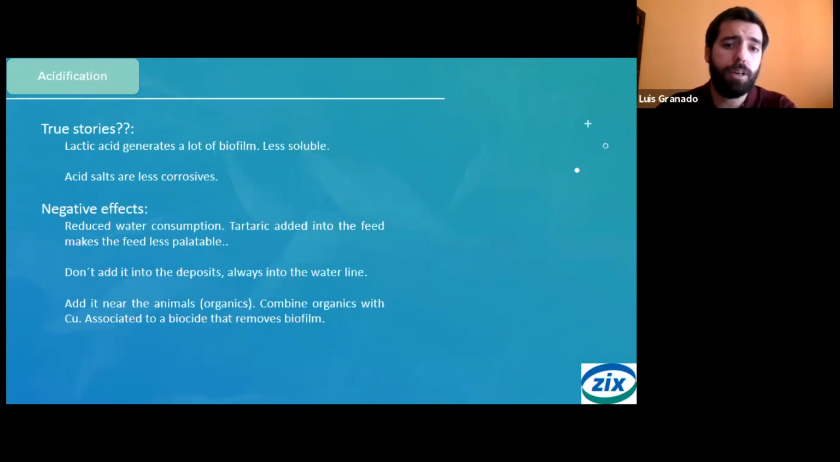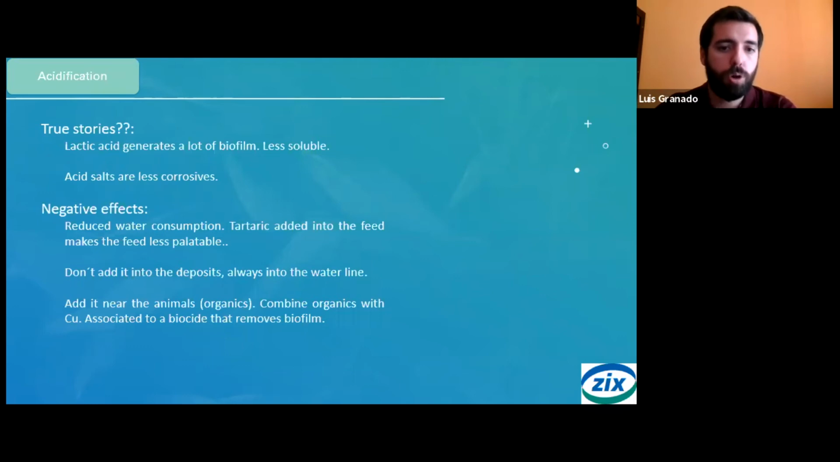Some negative effects in the water consumption. We know that tartaric acid decreases the consumption. Basically, animals don't like it. Some other negative effects, we already know that it can generate problems inside of the pipes. Then do not add the organic acids into the deposits, right? Add the organic acids the nearest you can to the animals to generate the least biofilm possible, and that will help as well to the not dissociated form to reach further in the intestine, right?